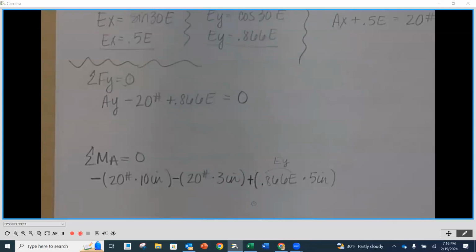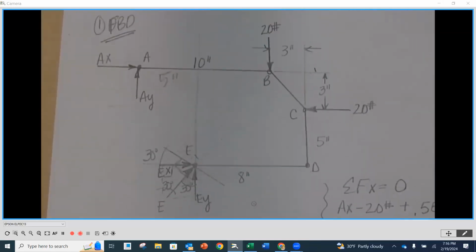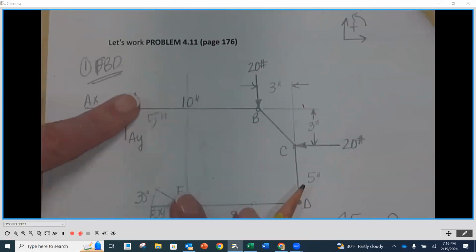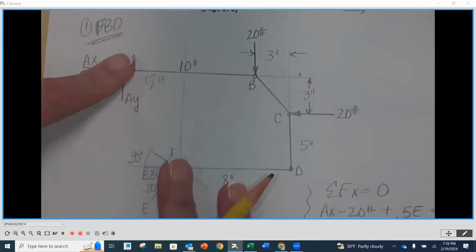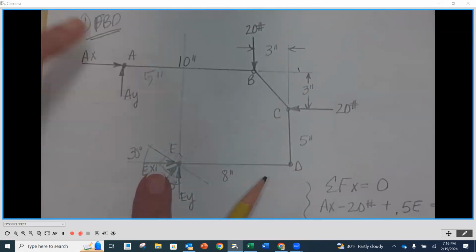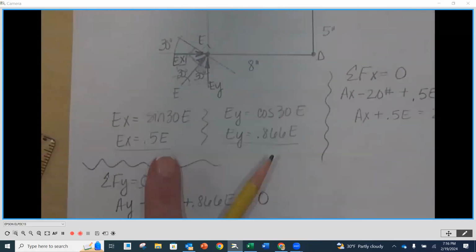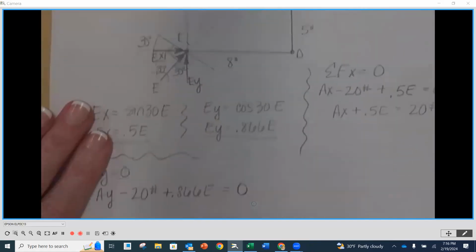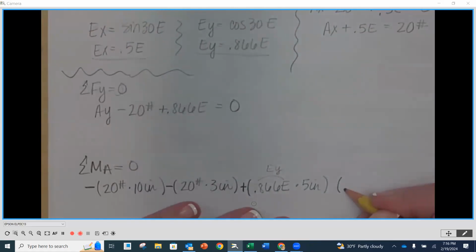All right, we still have one more force. We've got EX, right? So finger on A, direction. This is going to cause rotation going counterclockwise. So it's going to be EX, but instead of EX, we're going to write 0.5E. So down here, I'm going to add 0.5E. This is EX times perpendicular distance.